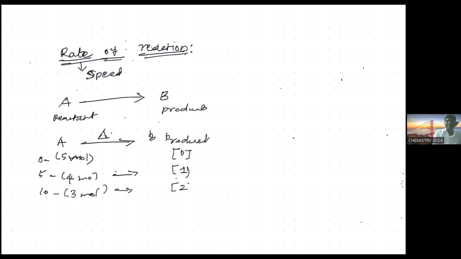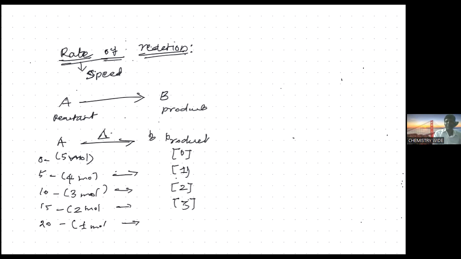At the 15 minute interval, the reactant concentration is going to decrease by 1 mole, and the product B increases by 1 mole. At the 20 minute interval, the reactant concentration again decreases by 1 mole, but here the product increases by 1 mole.